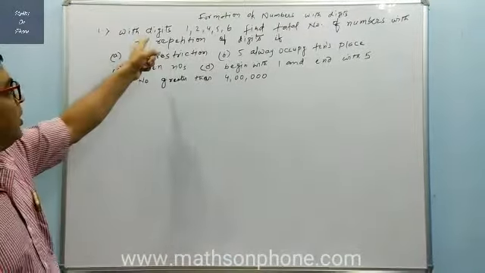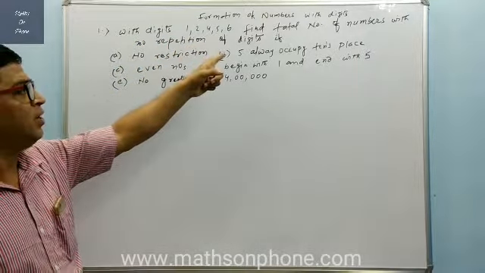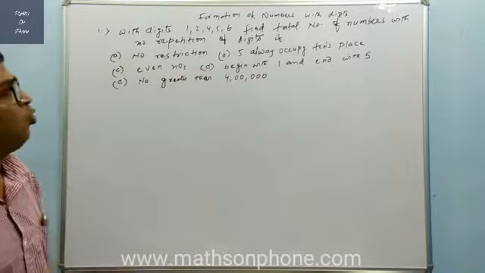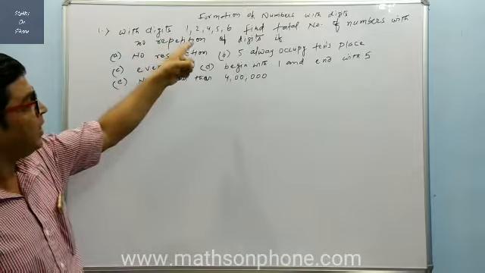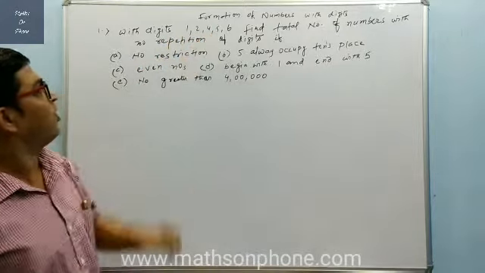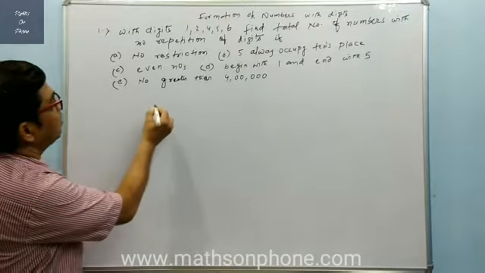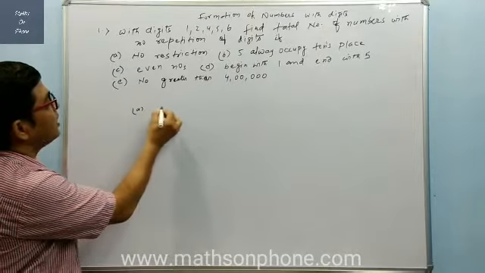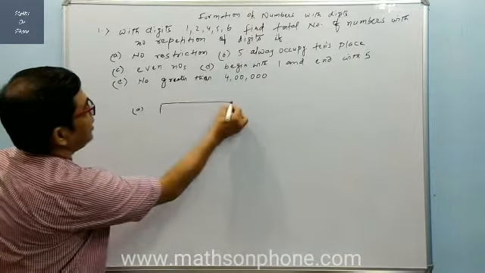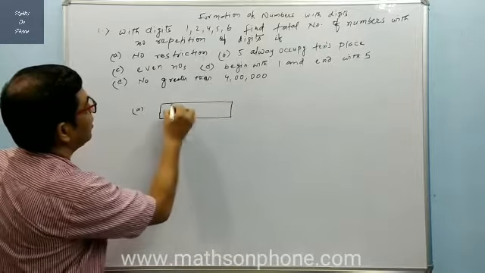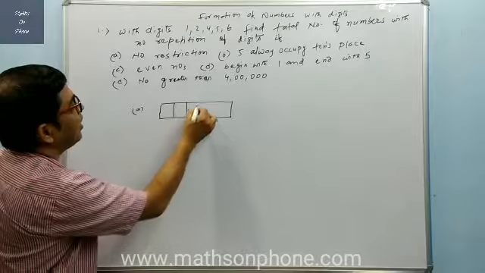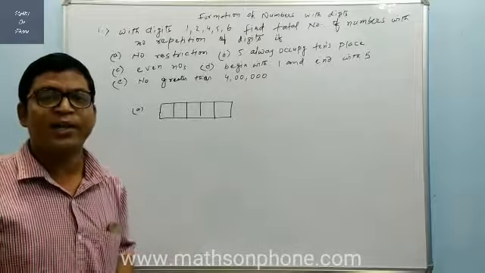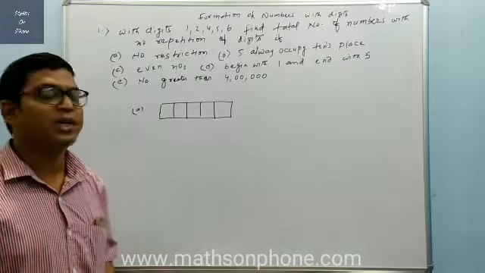See, the digits 1, 2, 4, 5, 6. Find the total number of numbers with no repetition of the digits if no restrictions are there. See how many numbers are there? 1, 2, 3, 4, 5 numbers are there. So if no restriction is there, we can just form the numbers. You just make a box. That means the work is to make a 5-digit number. So just identify the 5 subparts of the actual work.